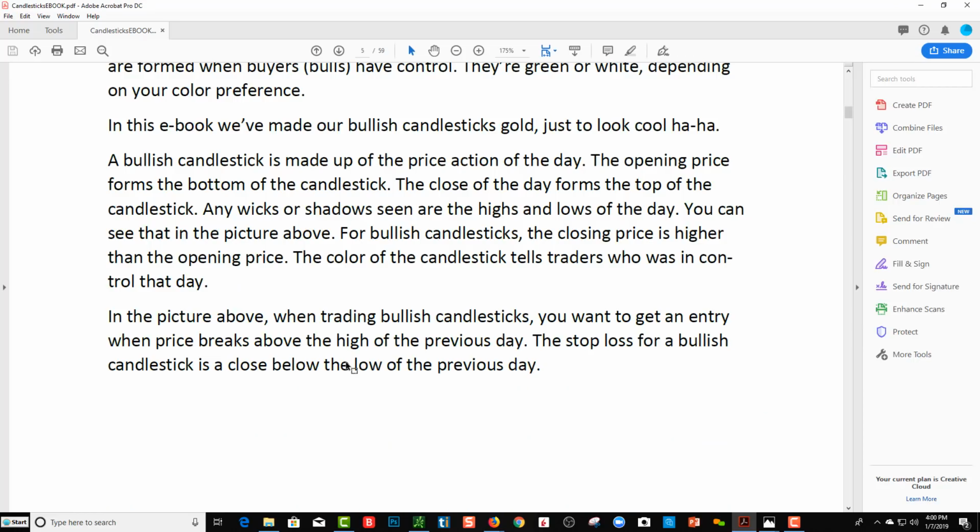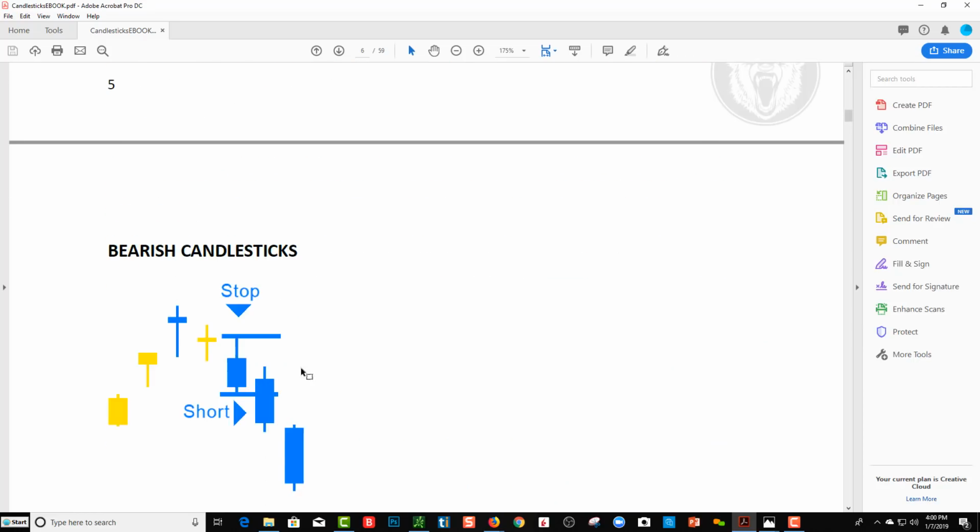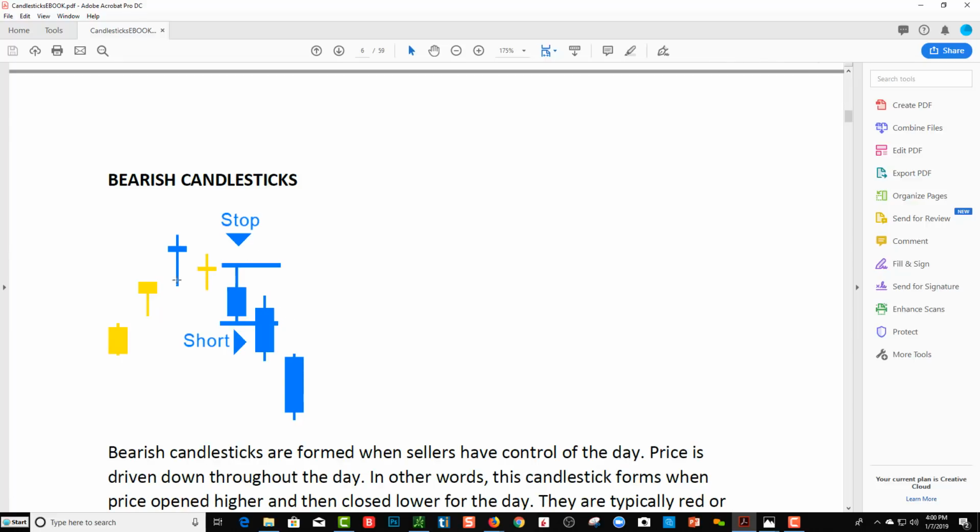Let me show you here. There's bearish candlesticks. We put it as yellow and blue, just, that's our colors of our website. Try to be different, mix it up a little bit. So you'll see in our ebook, we have it just different colors.